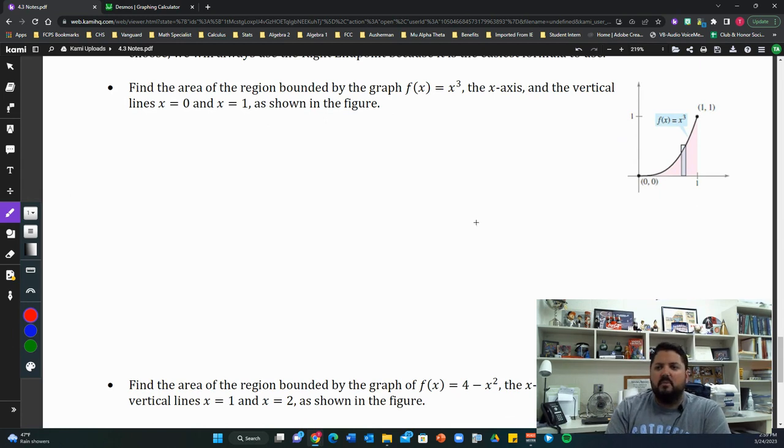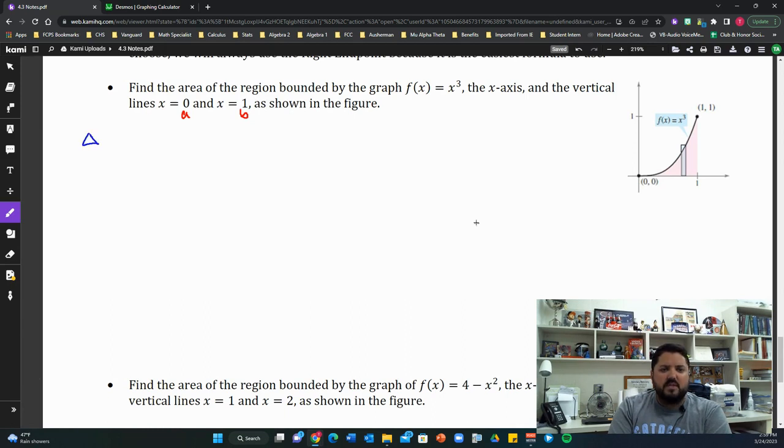So let's try a little bit more difficult one. For this one, we're going to find the area of the region bounded by the graph f of x equals x cubed, the x-axis, and the vertical lines, x equals 0 and x equals 1. So really all that's a mouthful to say. It's the area under x cubed from 0 to 1. So these x values are my a and b. It's just a different way of expressing the boundaries for that region.